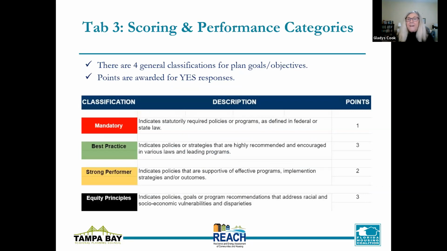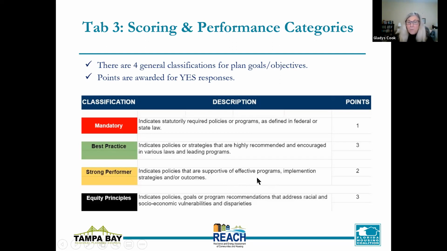And then the third tab is the scoring and performance categories. We had to come up with a kind of a rubric so that you would be able to self-assess your planning framework. We have 4 classifications of policies in the checklist. Mandatory, which means it's something you already have to do. A best practice, which is something that's highly recommended and encouraged. Strong performer, which is maybe something that you have, but you don't really have implementation strategies hammered out with it. And then equity principles.